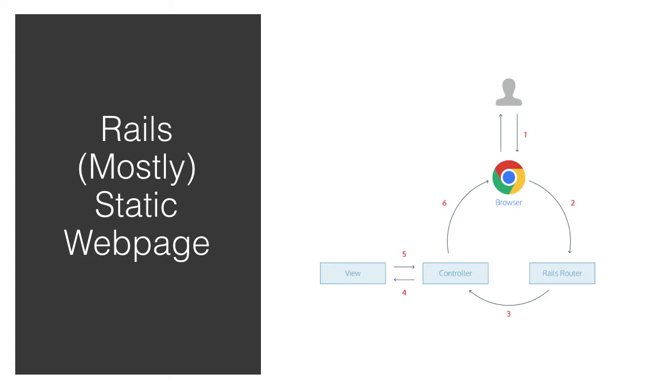In this case, it's just going to look up a view, which will be a .html.erb file. It will look that up and get that code, interpret the embedded Ruby and turn it into a strict HTML page, and send it back to you via your browser. So it's a few more steps to do even basically a static web page from the Rails standpoint.